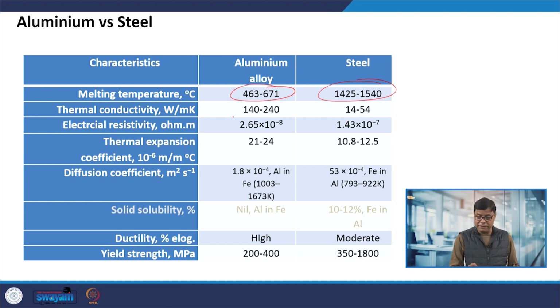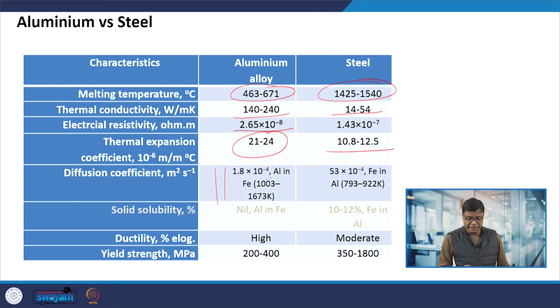Okay. Thermal conductivity of aluminum is also very high, and electrical resistivity is very low. Thermal expansion coefficient is very high as compared to the steel. If we see the diffusion coefficient, it is low, like aluminum in iron is this much and iron in aluminum is this much. So, this is very high. Solubility of aluminum in iron is almost negligible.